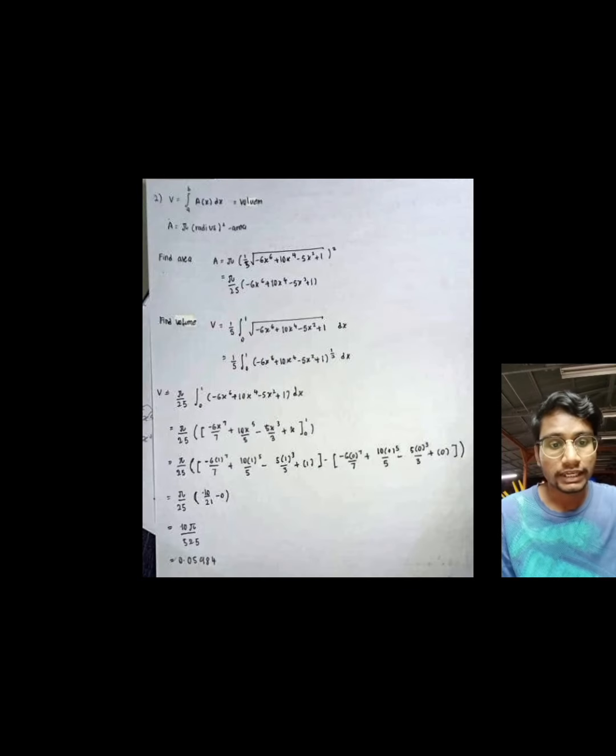Okay, next, the second question: calculate the volume of MBP. To find the volume, we need to use a volume formula. Volume equals the integral from a to b of A(x) dx. With this formula, we can find the volume. For the area, we need to use the radius. So to find the area, A equals π times the radius squared, and we put the function in that formula.